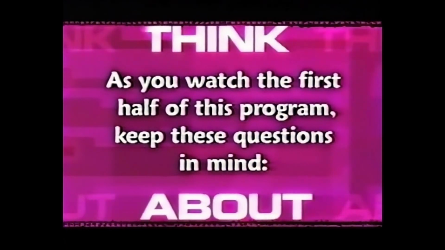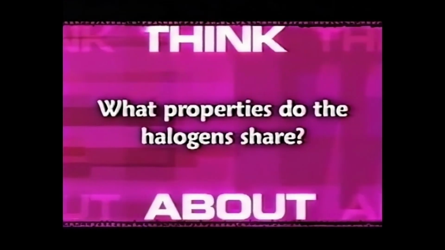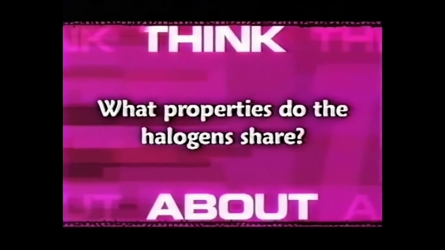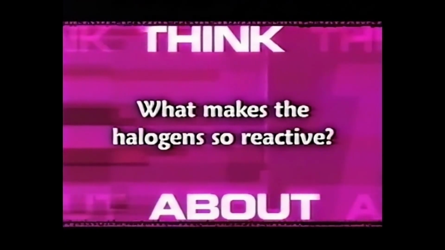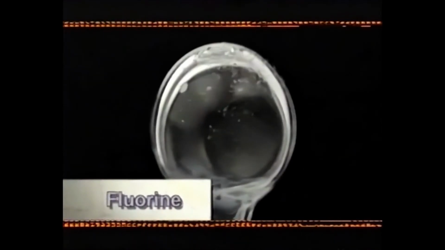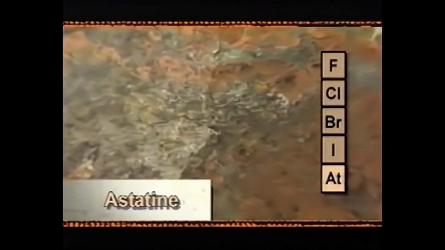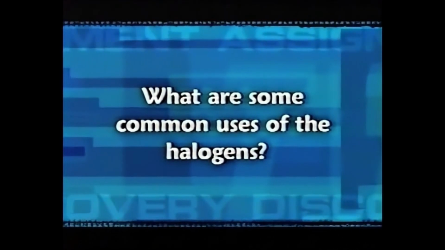As you watch the first half of this program, keep these questions in mind. What properties do the halogens share? What makes the halogen so reactive? The halogens are one of the most reactive groups on the periodic table, and they are found in many compounds that we use every day. What are some common uses of the halogens?